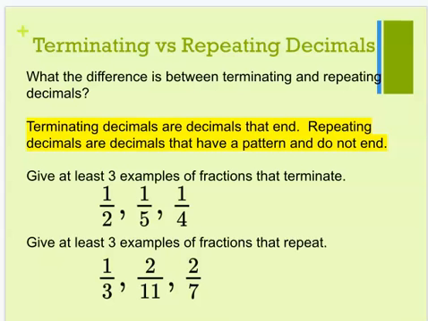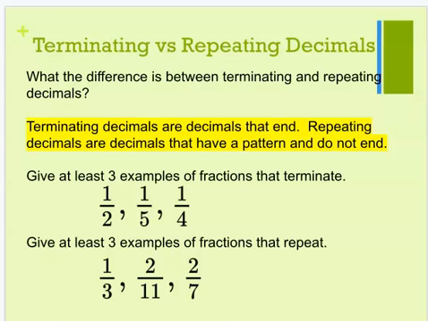So terminating decimals are decimals that end. Repeating decimals are decimals that have a pattern and do not end. So for example, fractions like 1/2, 1/5, and 1/4 all terminate as decimals. So 1/2 is 0.5 or 5/10. 1/5 is 0.2 or 2/10. And 1/4 is 0.25 or 25/100.